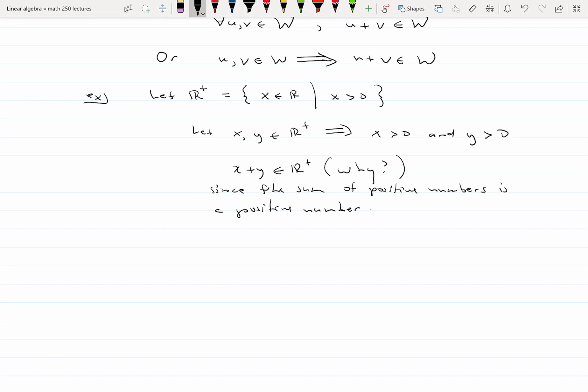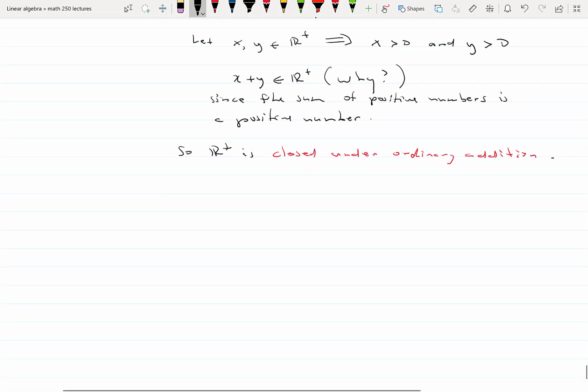So R plus is closed under ordinary addition. That means not any strange made-up addition like we did in the last section. Okay.